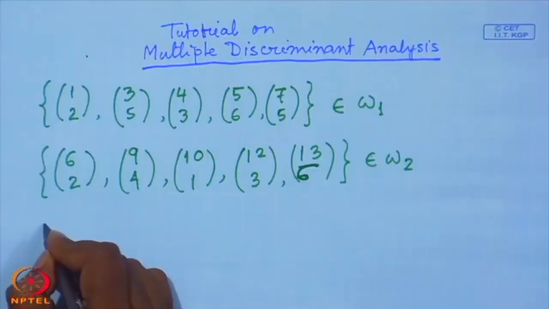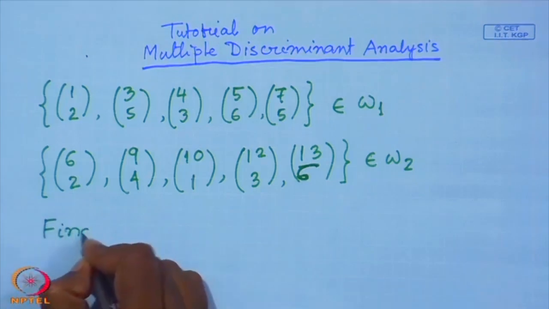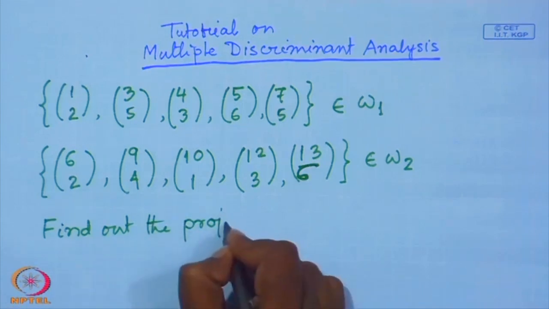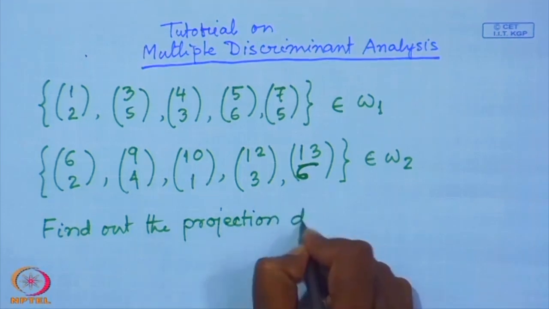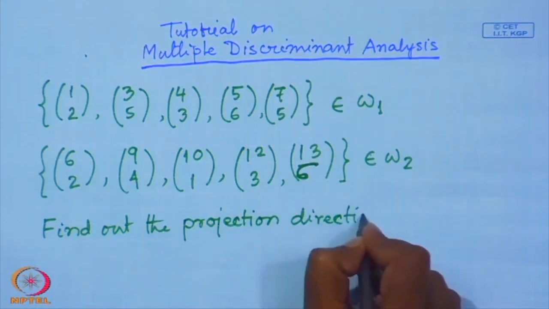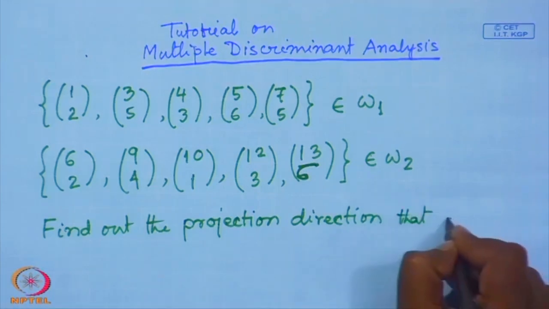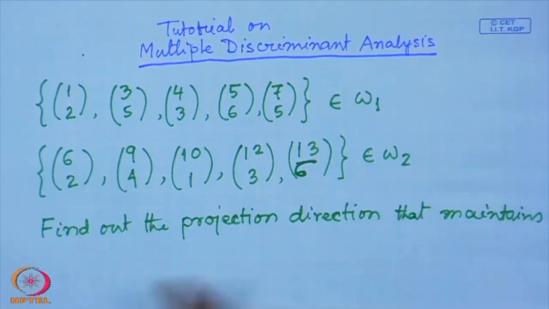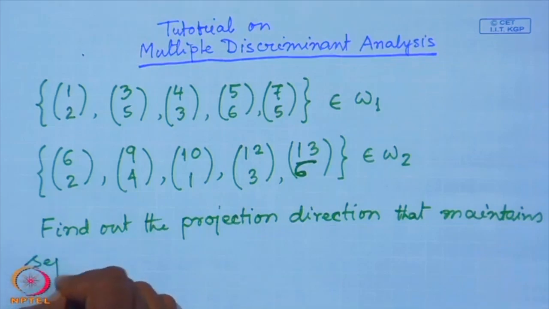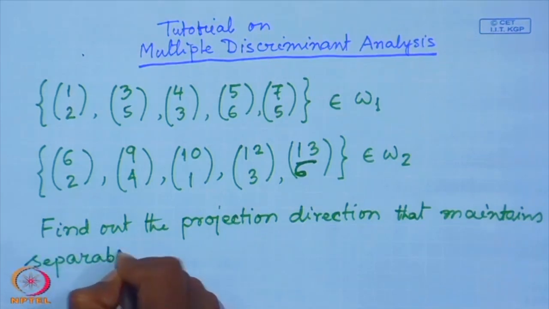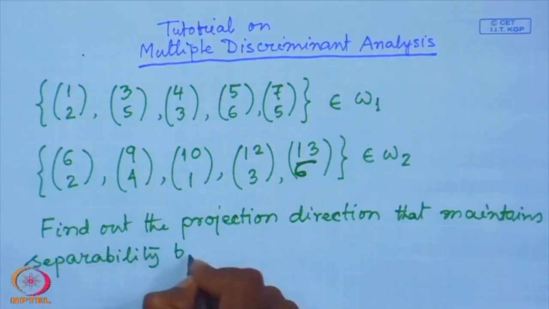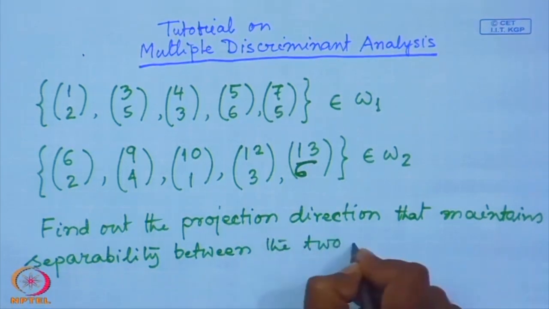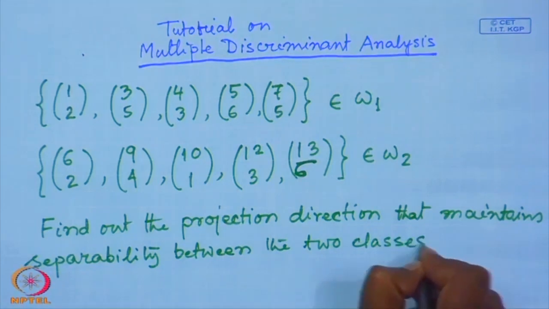So, what we want to do is find out the projection direction that maintains separability between the two classes. Okay.